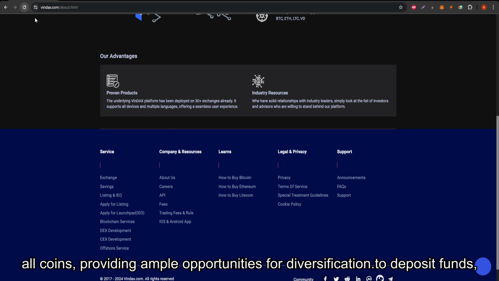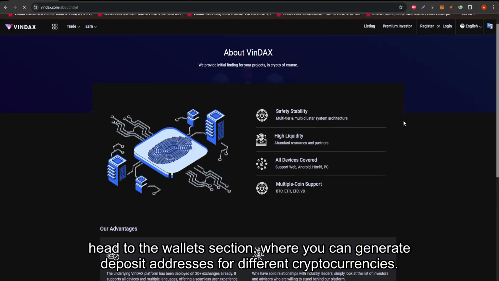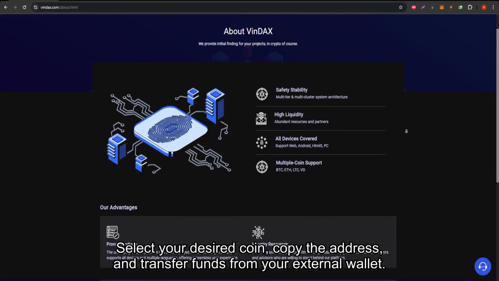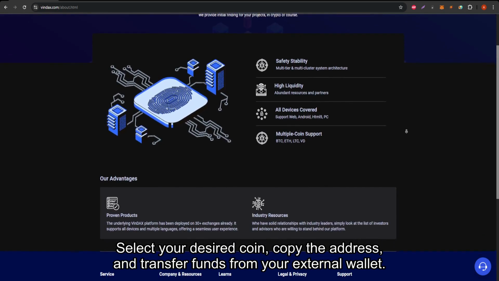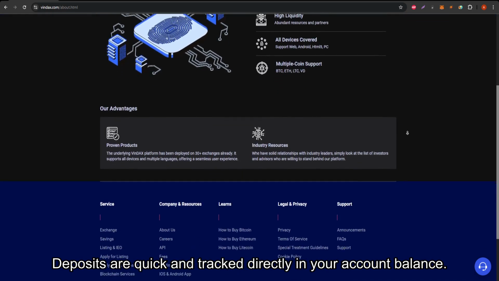To deposit funds, head to the Wallets section, where you can generate deposit addresses for different cryptocurrencies. Select your desired coin, copy the address, and transfer funds from your external wallet. Deposits are quick and tracked directly in your account balance.